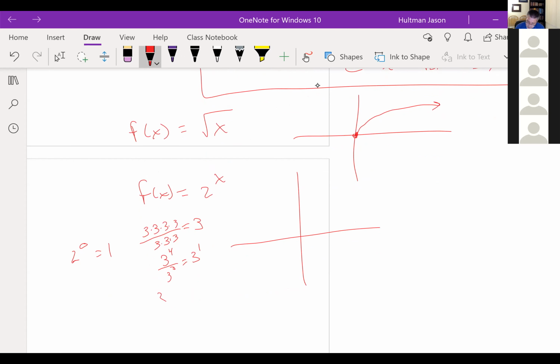What if we did this? We did 3 times 3 times 3 times 3 over 3 times 3 times 3 times 3. What if we did that? What's that going to be? A 1. But isn't this really 3 to the 4th over 3 to the 4th?